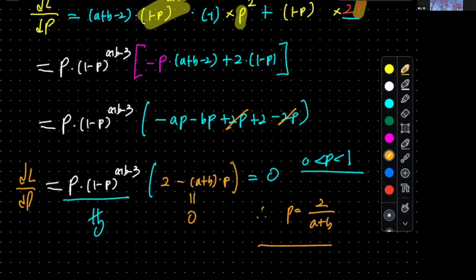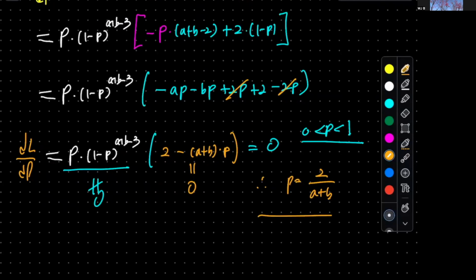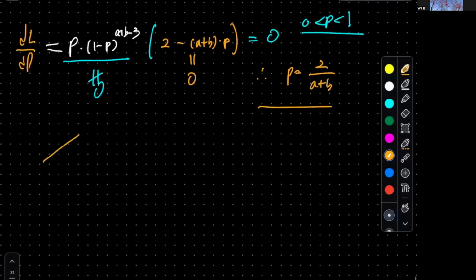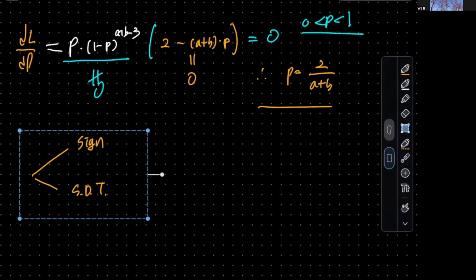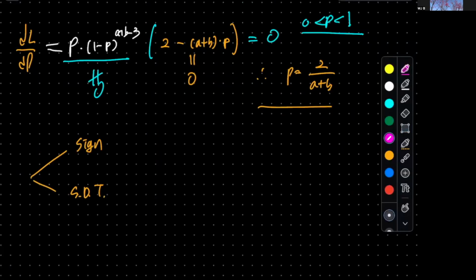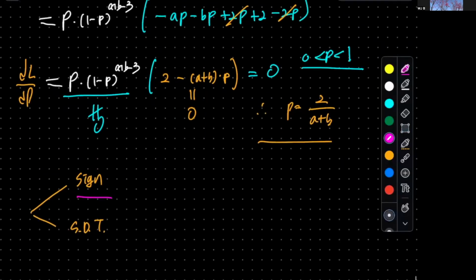But what you just found is only the stationary point. You have to verify whether it's going to be a maximum or minimum. And for that, you can do two things: either the sign diagram or the second derivative test. For me, I will do the sign diagram because I don't want to differentiate this once again. It's going to be a crazy product rule because there are 3 terms here. I don't want that. So let's do the sign diagram here.